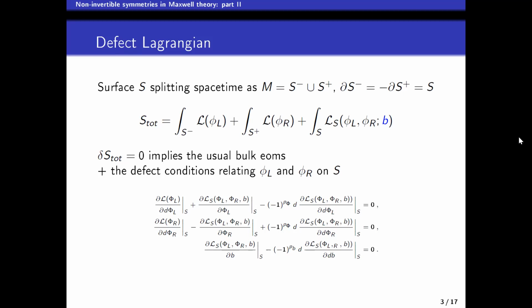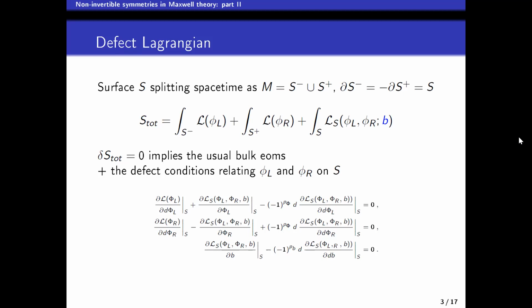Then you do the variational principle, which gives the usual equation of motion in the bulk, but then gives some sewing condition on the defect, right? You have conditions that you get by varying phi left, phi right, and b, which are written here in the most general case. Okay, this is very simple.